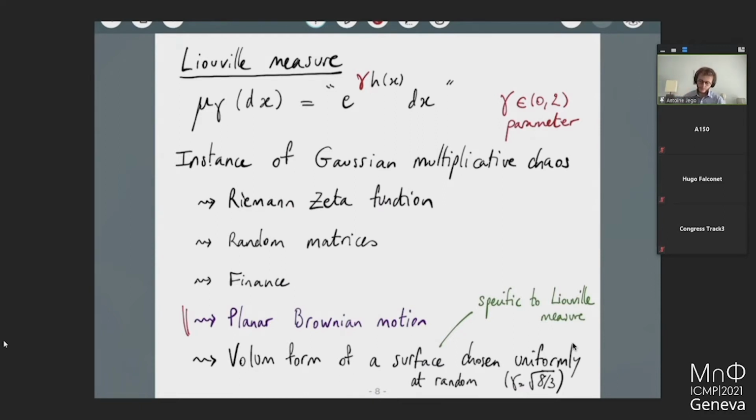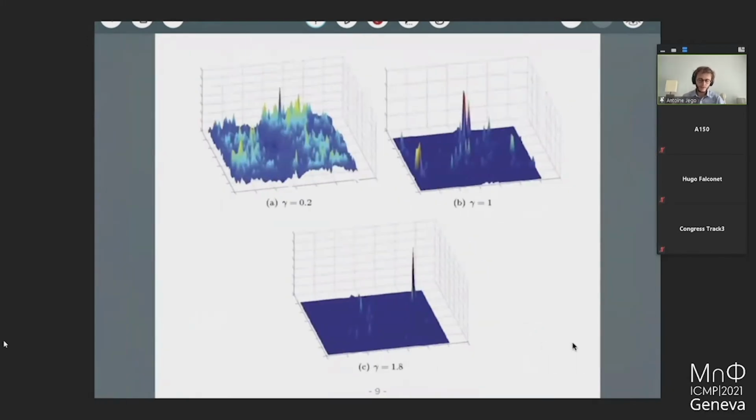Okay, so that's Liouville measure, and here are three simulations of it for the same underlying Gaussian free field and three different values of gamma. What is depicted here is, if you want, the density of the measure with respect to Lebesgue measure. Although Liouville measure does not have a density with respect to Lebesgue measure, if it had, it would look like that.